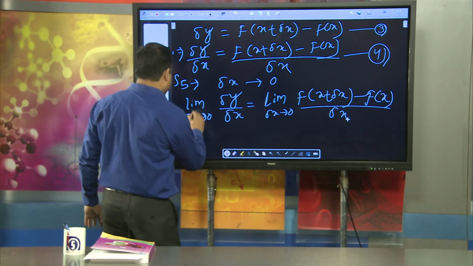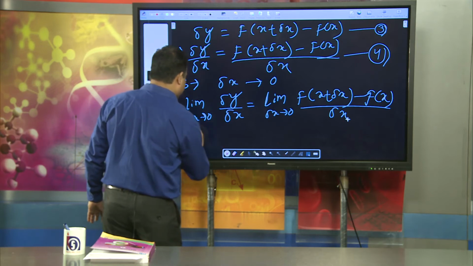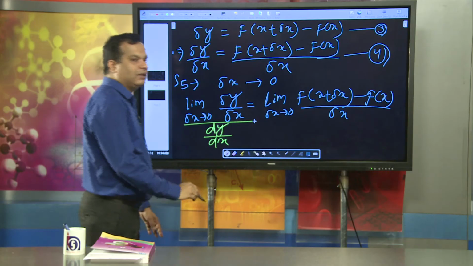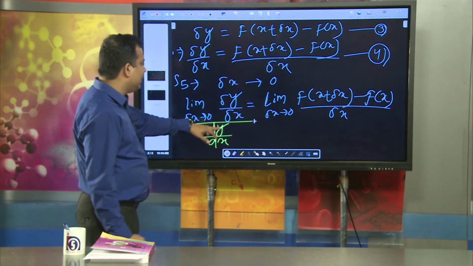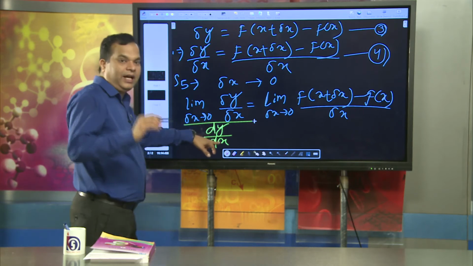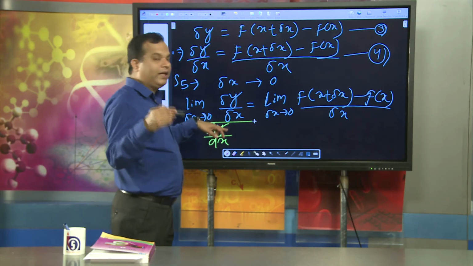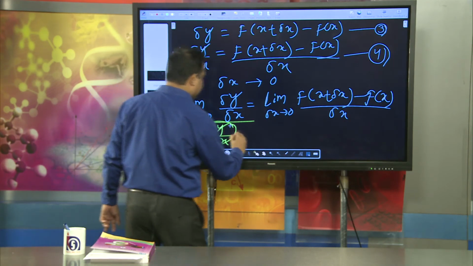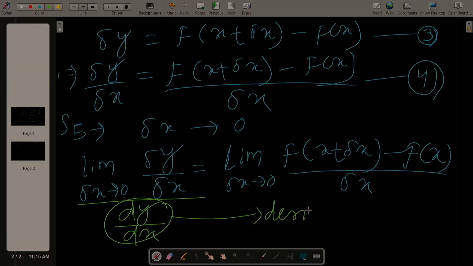And we know that limit del x tends to 0 of del y by del x is nothing but dy by dx. This part is dy by dx, the derivative at the point x with respect to x. And this is the derivative of the function y equal to f of x by using the first principle.